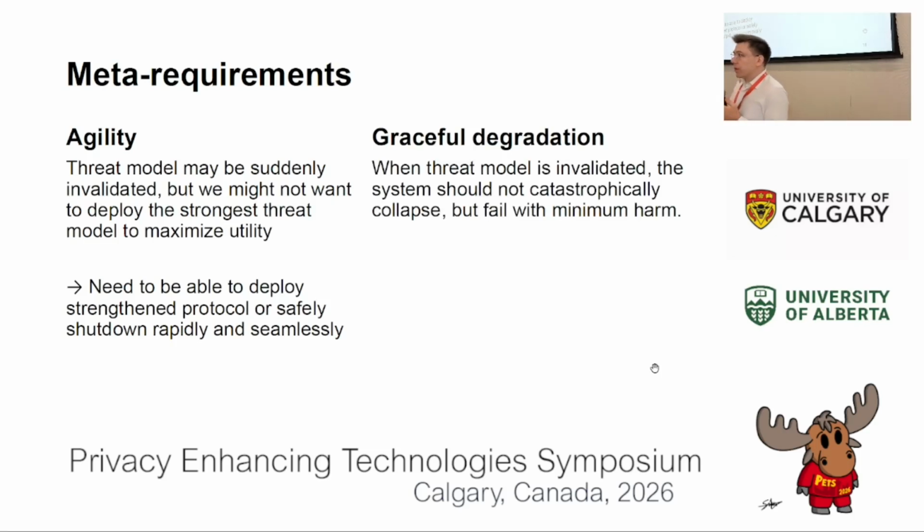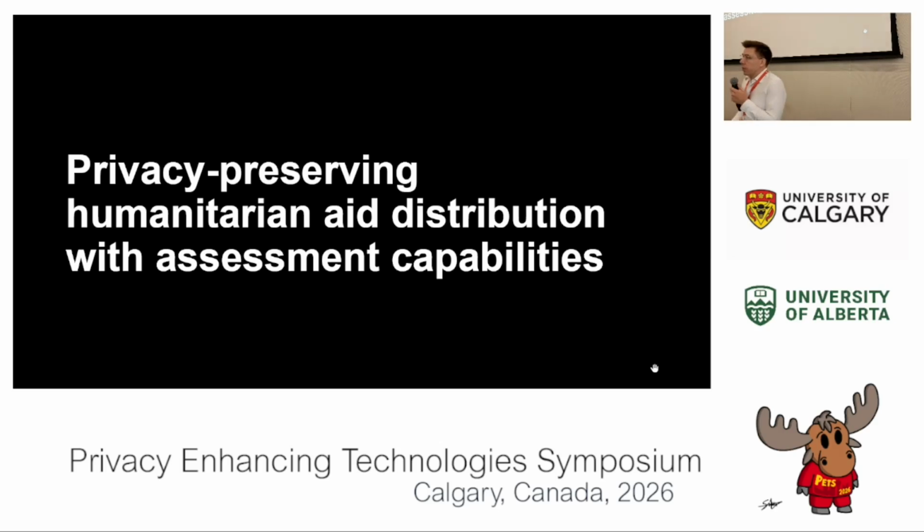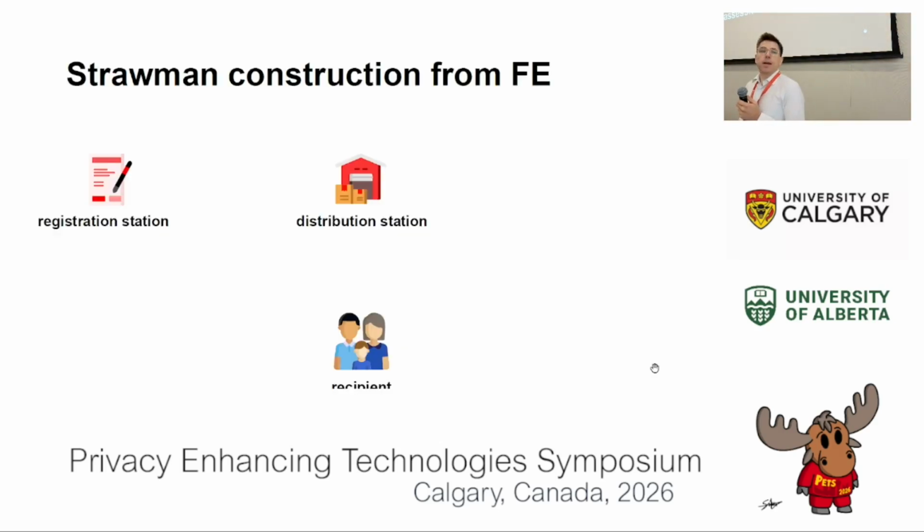Conversely, we also want graceful degradation. So when the threat model changes and before we've been able to use agility, we don't want the system to catastrophically collapse and just leak everyone's information, for example. And to argue about this, we draft the raw protocols, and then we also derive the potential leakage and harms for all stronger threat models. And we argue that this is bounded and acceptable. So those are the requirements. I'll just sketch how we built our system.